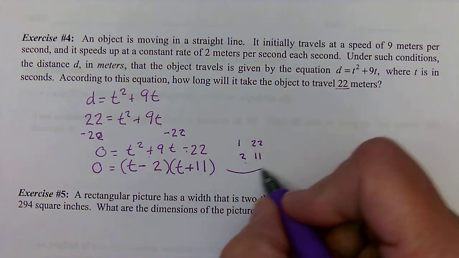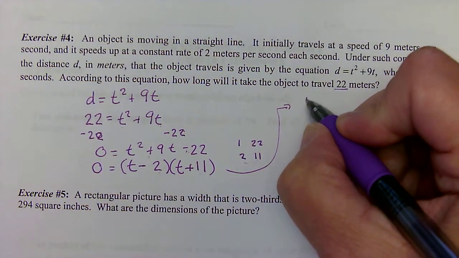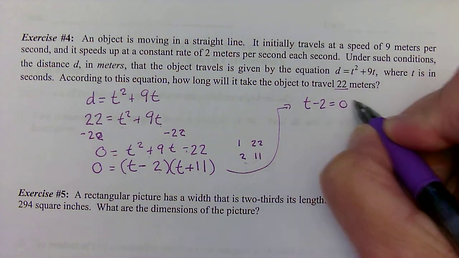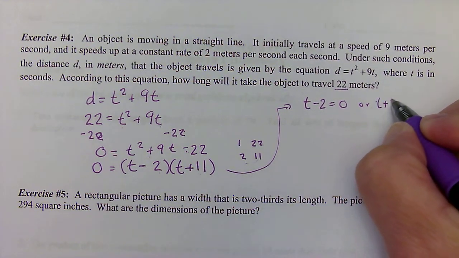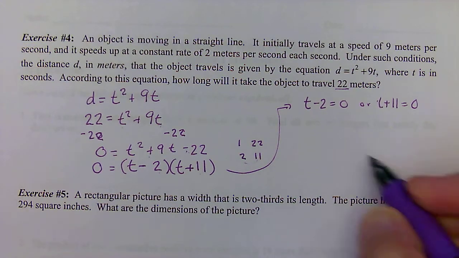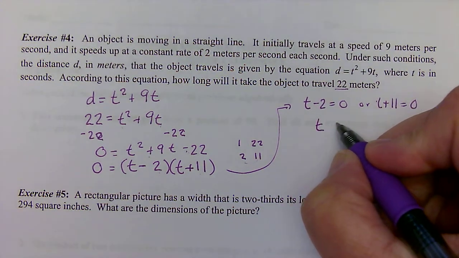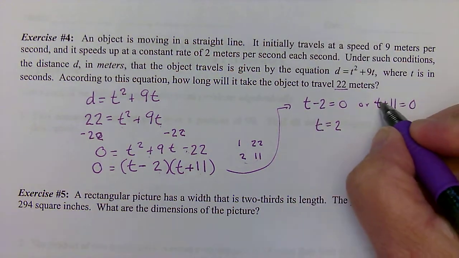So now I'm going to go over here. We set each factor equal to 0 and solve for t. So here we'd add 2. Here we'd subtract 11.